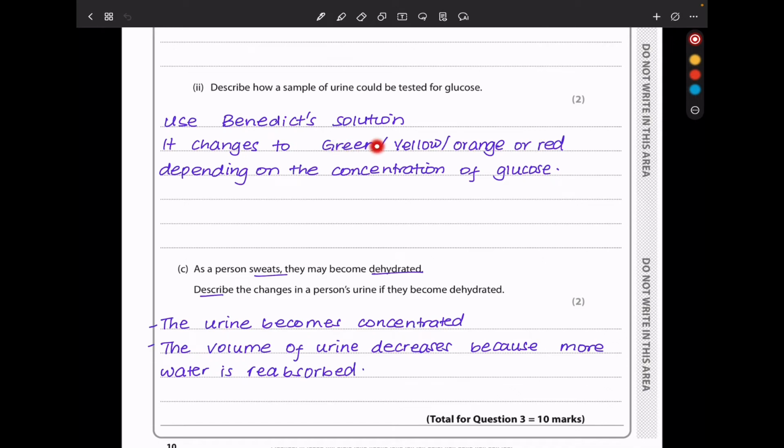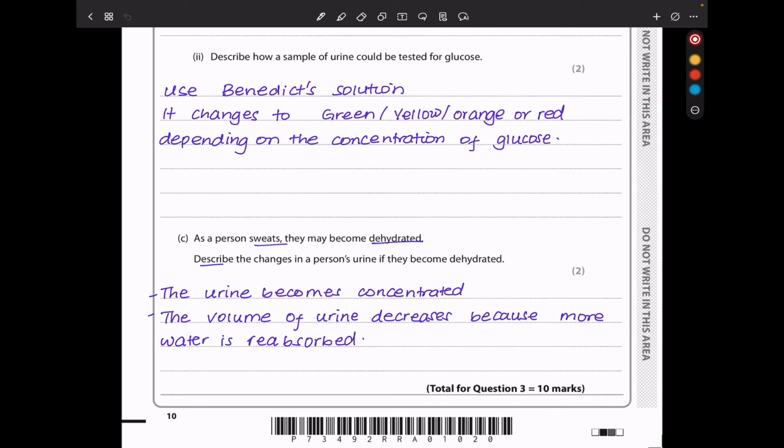So observation of any of these four colors would mean there is a reducing sugar, and in this case, it's going to be glucose. And in part C, they say, as a person sweats, they may become dehydrated. Describe the changes in a person's urine if they become dehydrated.